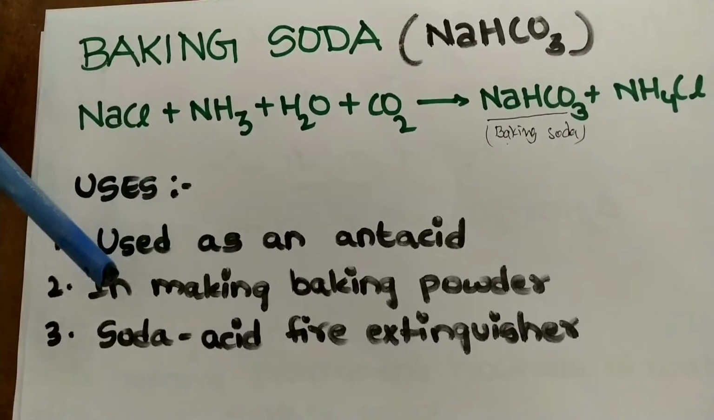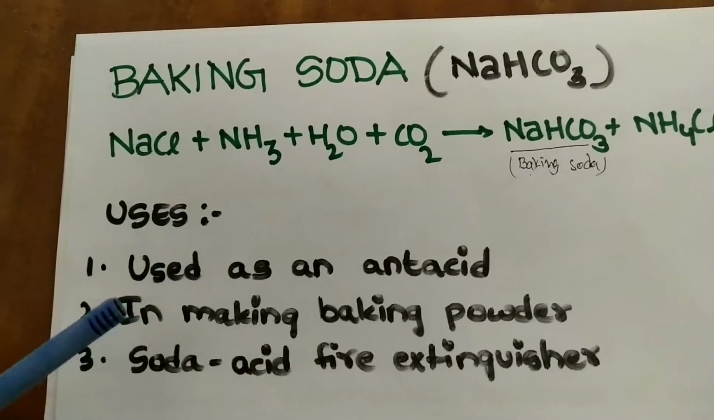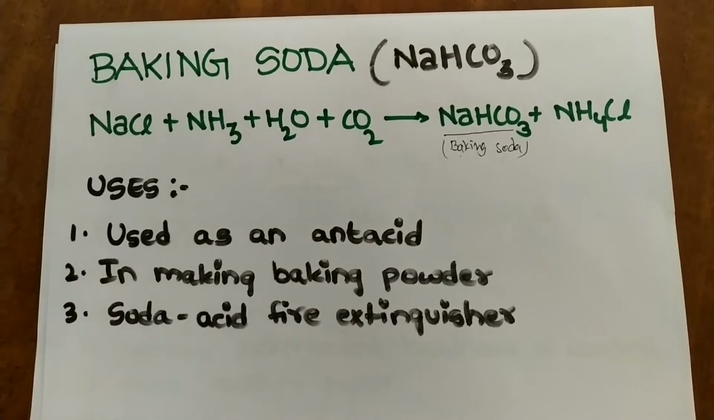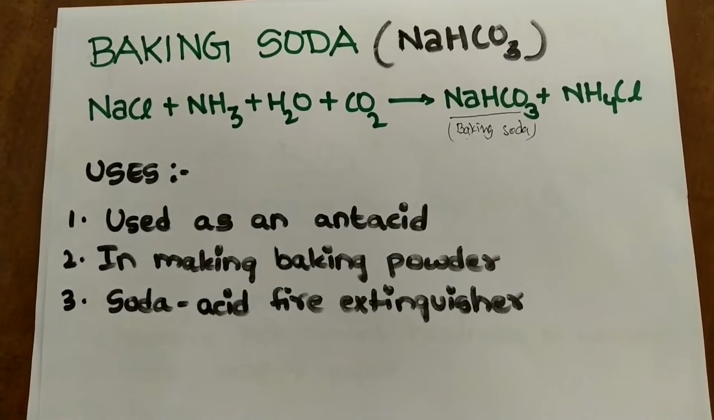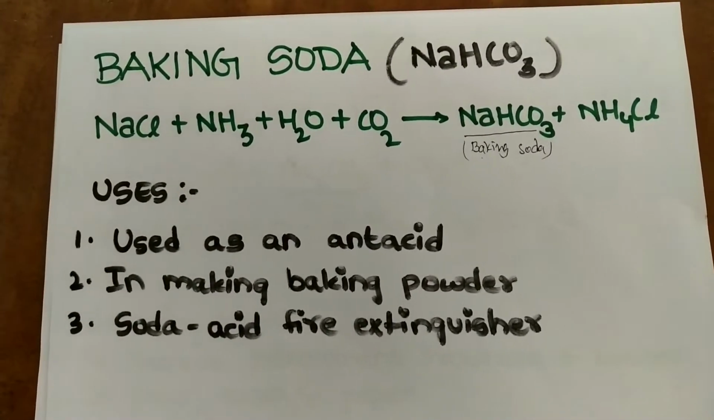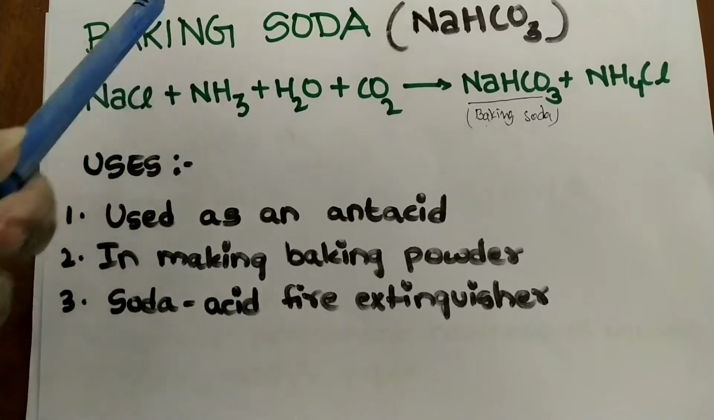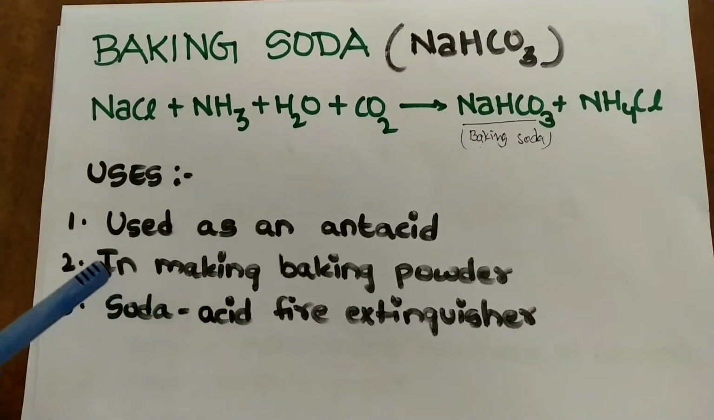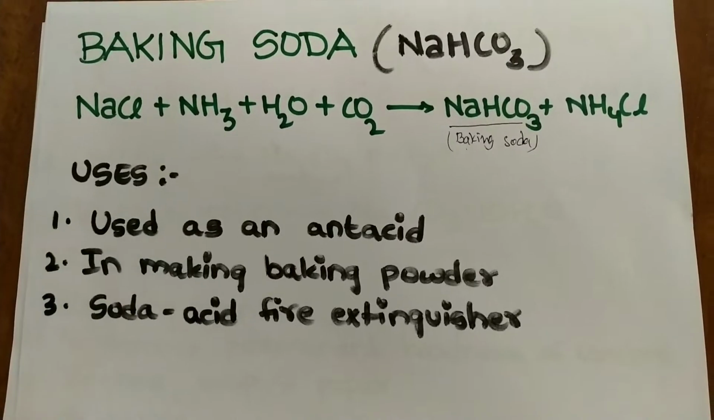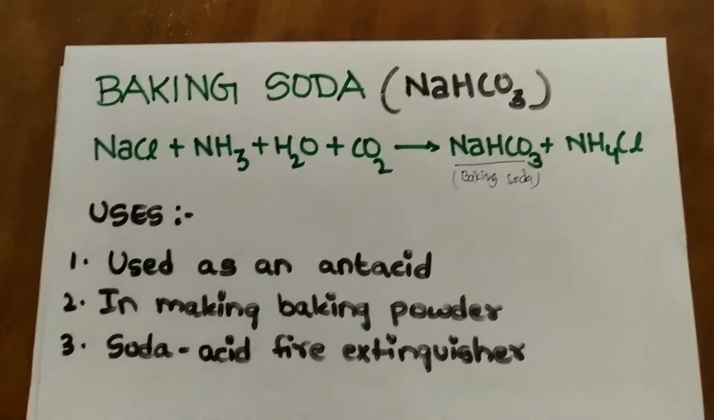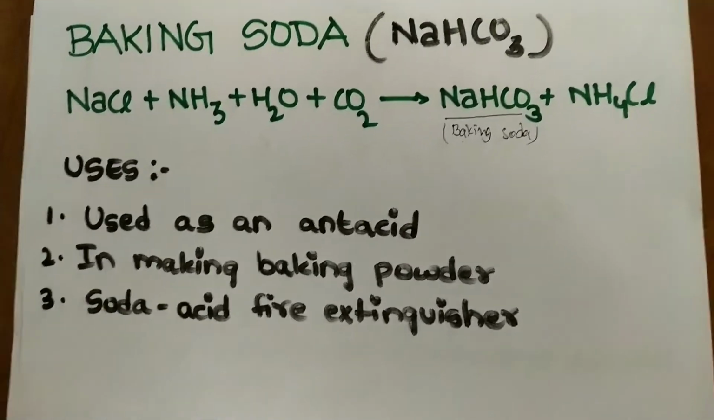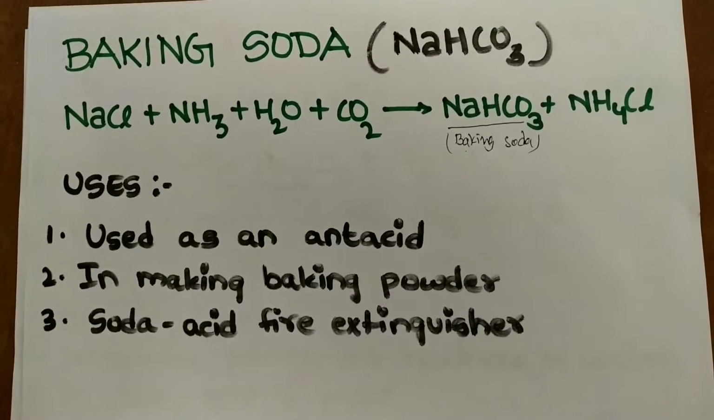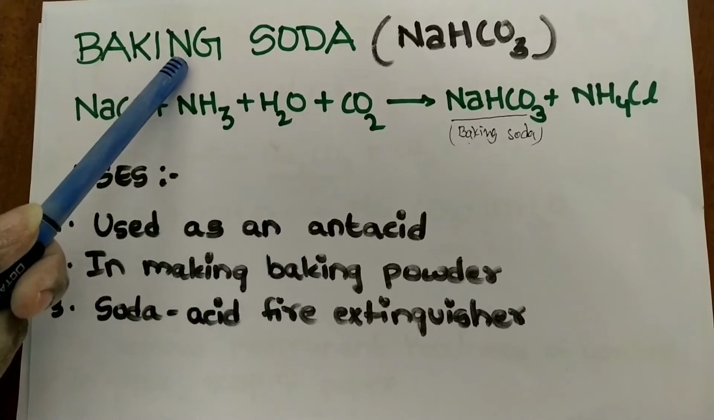Now you may get a small doubt about baking soda and baking powder. There is a mild difference between them. Baking powder is nothing but acidified baking soda. A small amount of tartaric acid is added into the baking soda, and then it becomes baking powder. This baking powder is used for food purposes. If you want something to become very fluffy, like cakes produced in the bakery, they use baking powder. This baking powder is produced from baking soda.